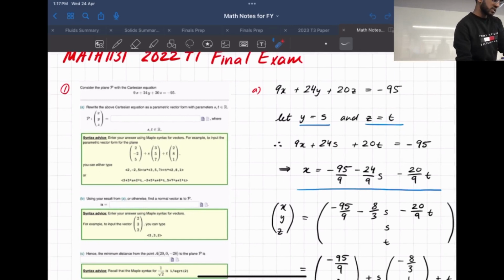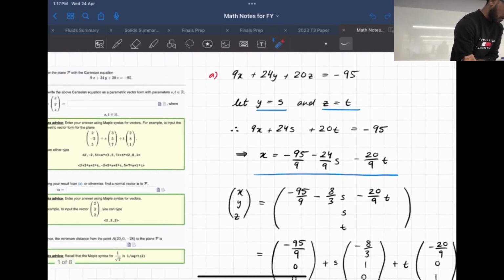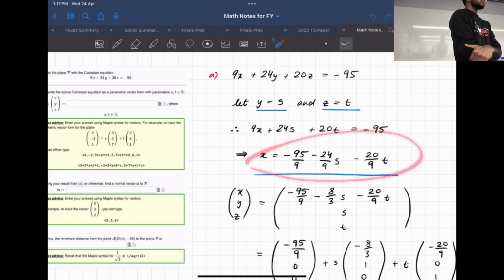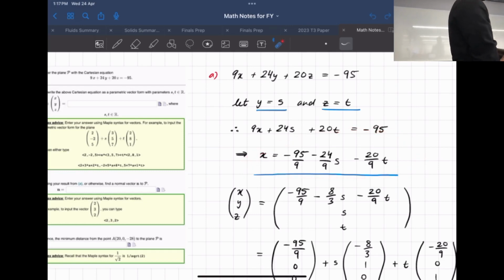The first step you guys want to do is let two of our variables be parameters. So I chose y and z. You can choose x, z, or x, y. It doesn't really matter. So we're just going to choose them to be s and t. In the lectures, they usually do lambda 1 and lambda 2. It's the same. We're just taking parameters s and t. So once we let y equal s, z equal t, we have to rearrange for x, and we get something like this. So we get an equation in terms of s and t for our x variable.